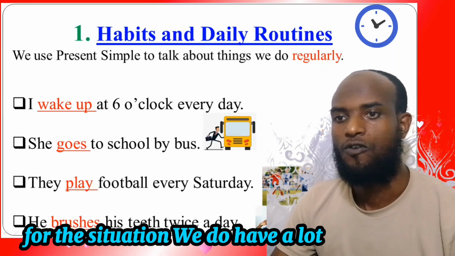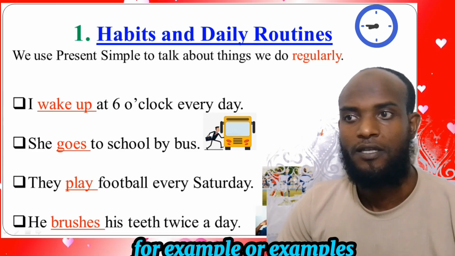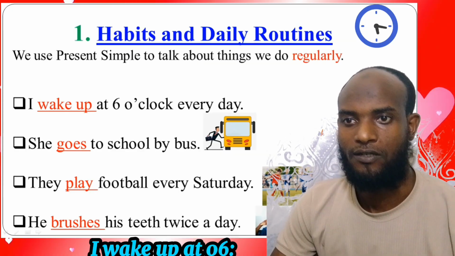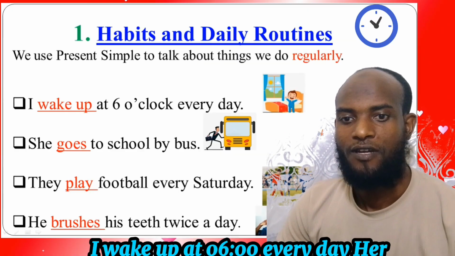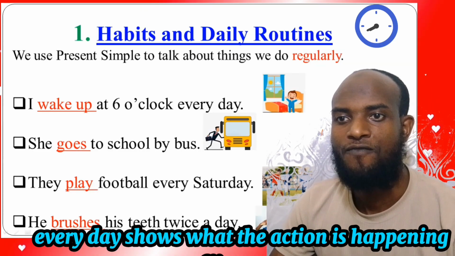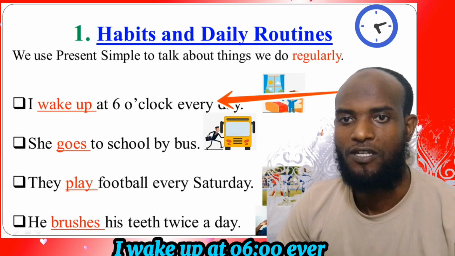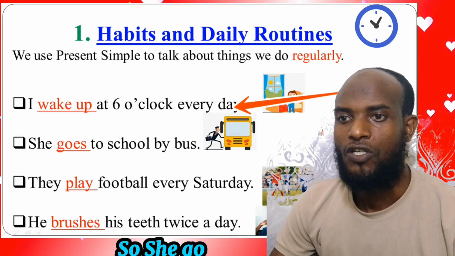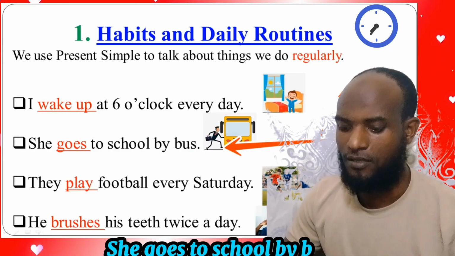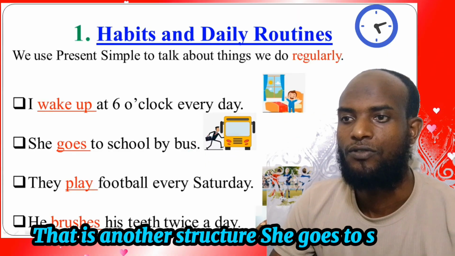We do have a lot of formulas here. For example, the first one: I wake up at 6 o'clock every day. Here, every day shows that the action is happening every day. So it is present simple. I wake up at 6 o'clock every day. Second, she goes to school by bus. That is another structure. She goes to school by bus.